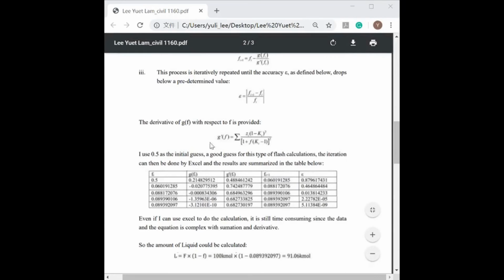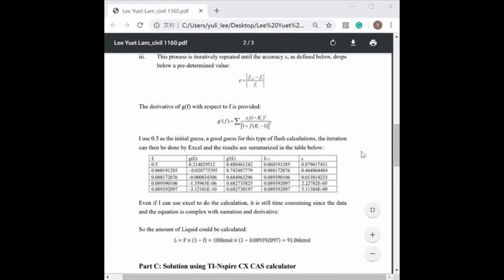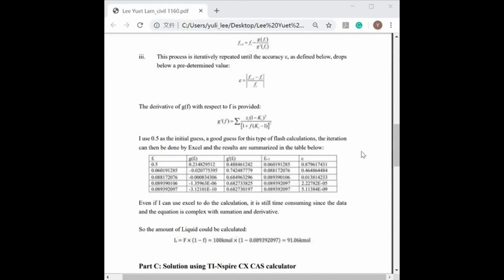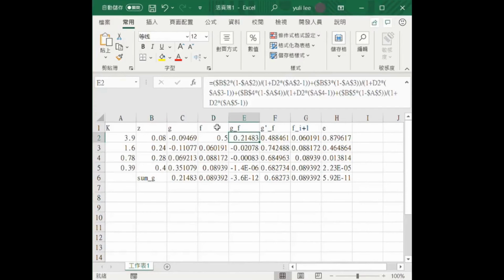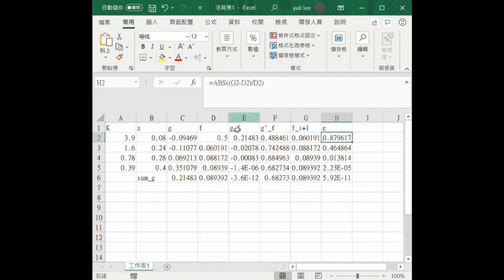The derivative of g(F) with respect to F is provided by the question, so we don't have to derive it ourselves. So I will use 0.5 as the initial guess. So change the value to 0.5, and I input the sum of the g function and the sum of the g prime function to get the new F value. This process will be repeated with the same equation until the error is very small, to get the final result.